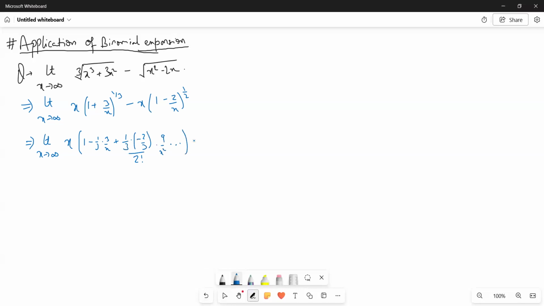As I said, expansions के लिए 3 terms are enough. Minus x into 1 minus 2 by x to the power half का expansion. So 1 plus nx plus n into n minus 1, so that will be a minus half by 2 factorial x square. So 4 by x square dot dot dot dot dot. Is everyone clear with binomial of rational index? You can look into the notes. I had given you the expansion of binomial of rational index.